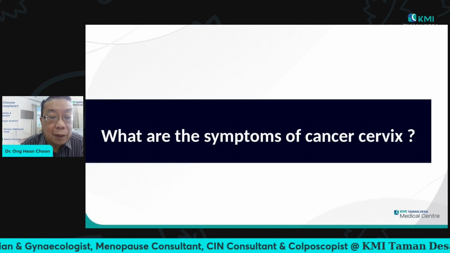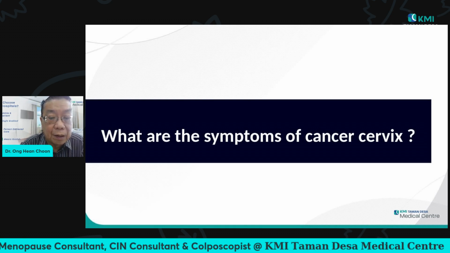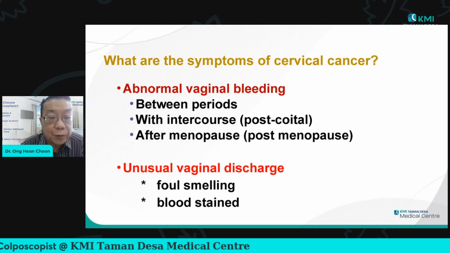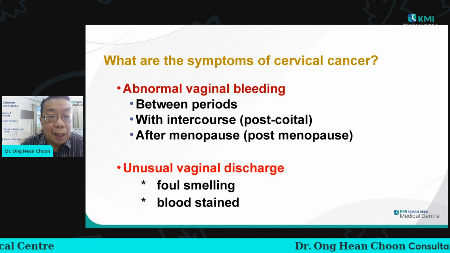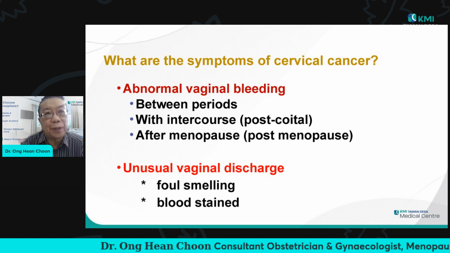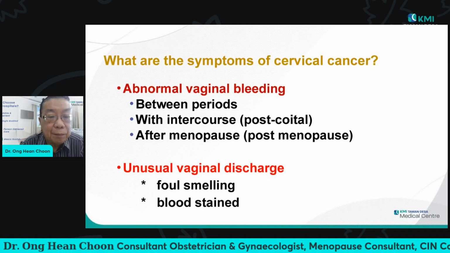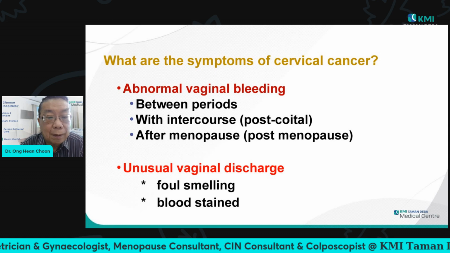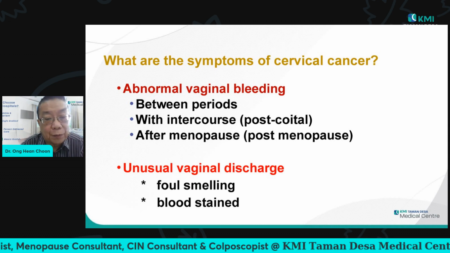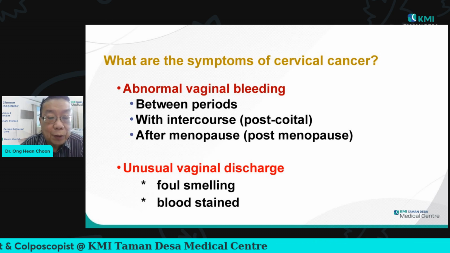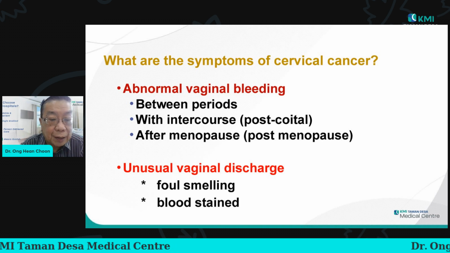How do you know whether you have cancer of the cervix? So we look at the possible symptoms. First group would be abnormal vaginal bleeding. Bleeding can be in between periods. That means you have your period, and before you have your next period, you have bleeding. Bleeding can be with intercourse, we call this post-coital bleeding, or bleeding can be after menopause, we call this post-menopausal bleeding. Then, women can have unusual vaginal discharge.